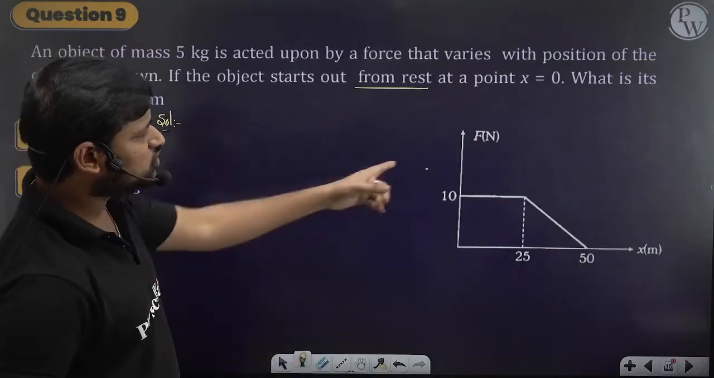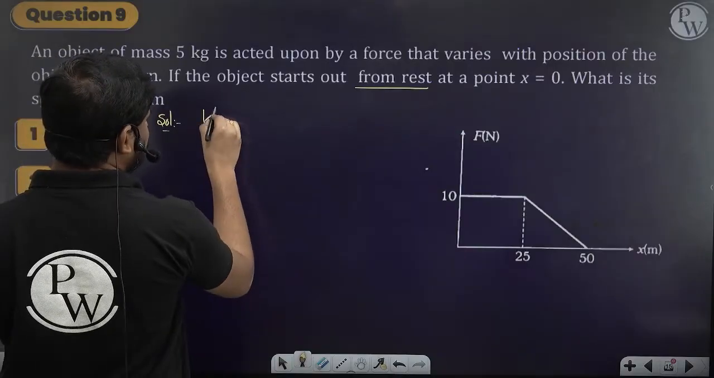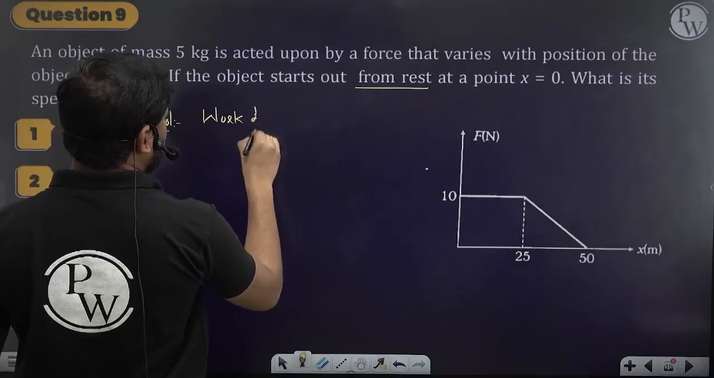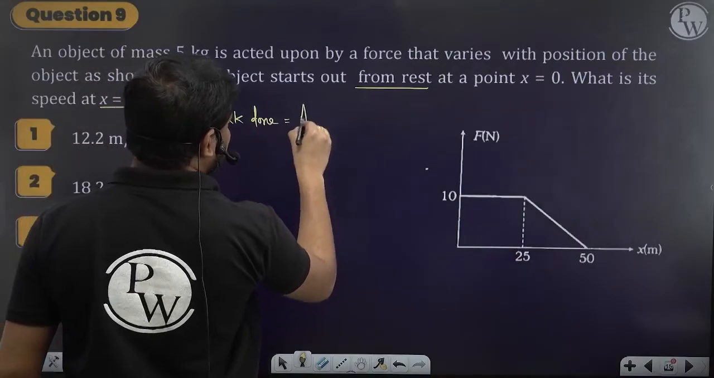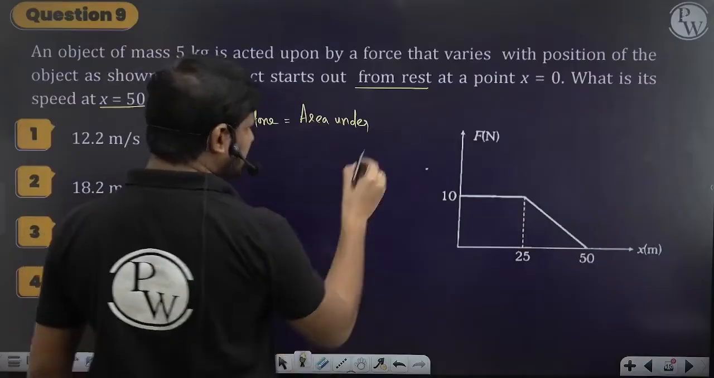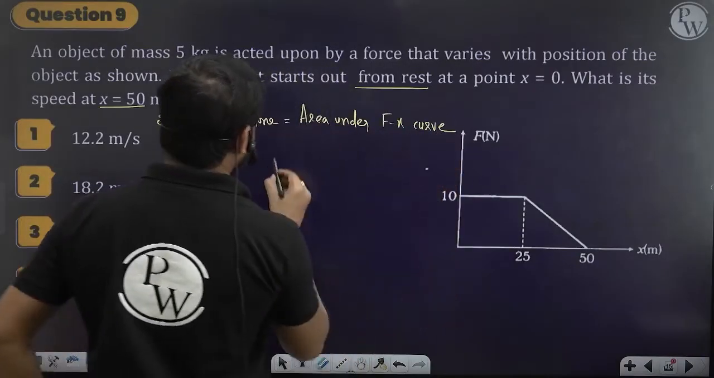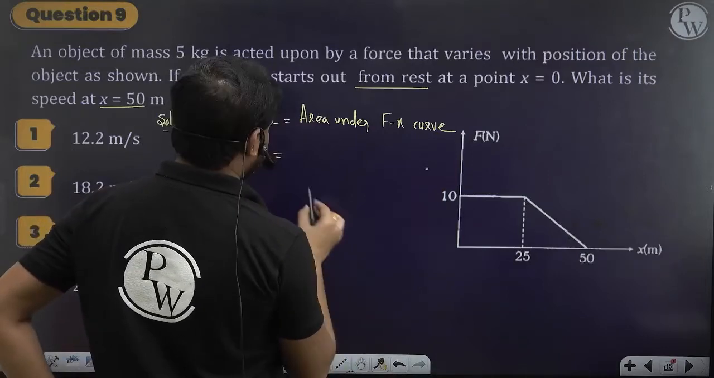See here, the force versus displacement graph is given. So can we first find the work done? The work done is equal to the area under the F-x curve. Just understand the concept: the area under the F-x curve. So what is the area under the F-x curve?